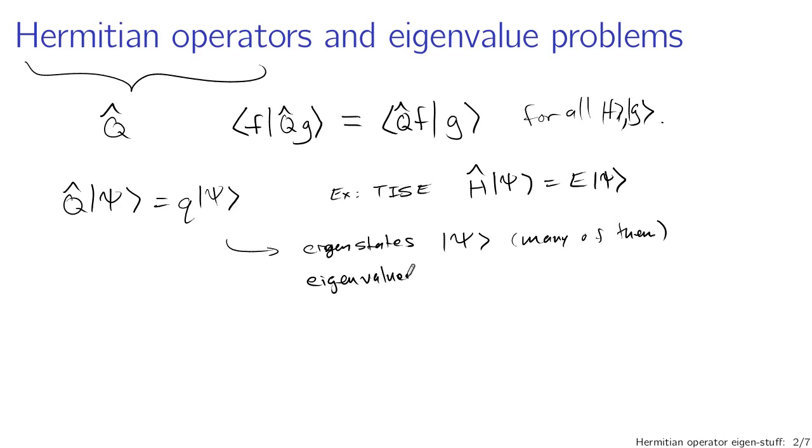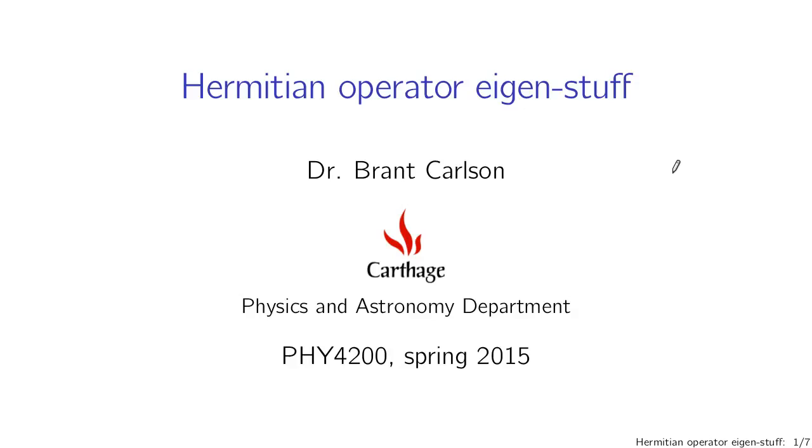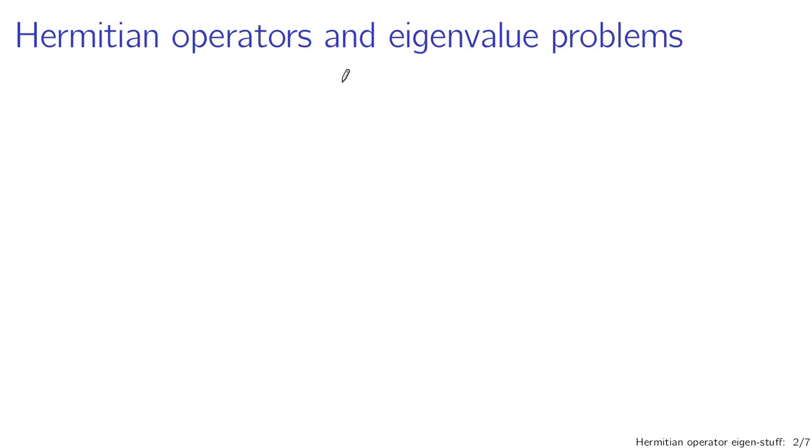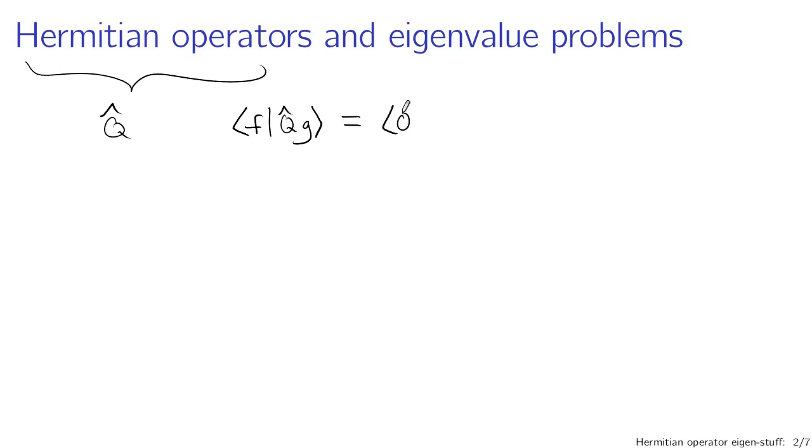Let's continue our discussion of the mathematical formalism of quantum mechanics by considering Hermitian operators and the eigenvalue and eigenvector problems that result from their consideration. What we're talking about here is a Hermitian operator in general, which I'll write as Q with a hat on it. You can consider this general operator to be Hermitian if the following condition holds. The inner product of some arbitrary state in the Hilbert space, f, with the operator acting on some arbitrary state g is equal to the operator acting on f, inner product with g.